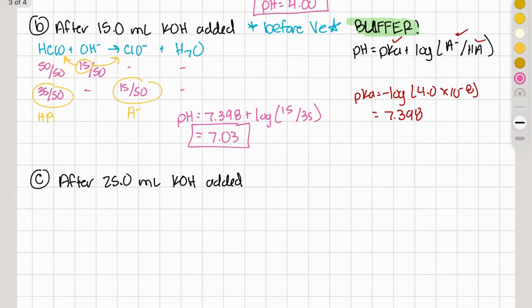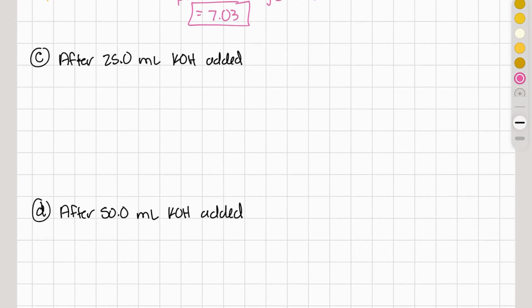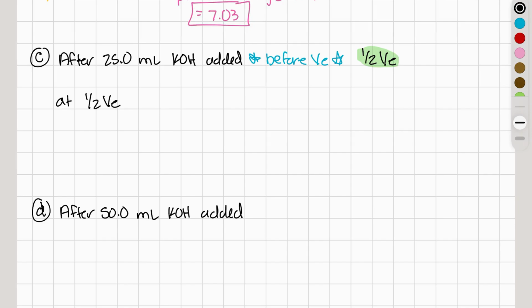Okay. The next one says after 25 milliliters of KOH has been added. And so again, we are before VE. But we are at a special point before VE. We're actually at 1/2 VE. So this is 25, which is half of 50. And this is going to be an important thing to note because at 1/2 VE, we have learned that pH equals pKa.